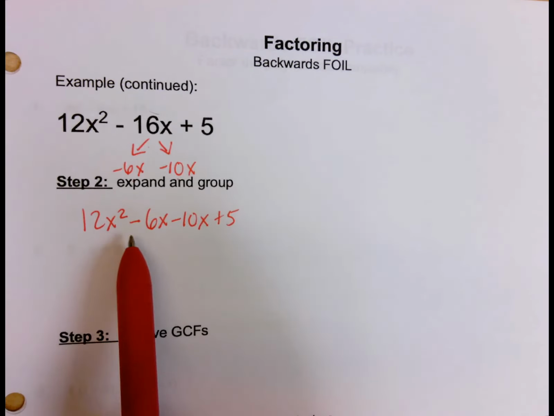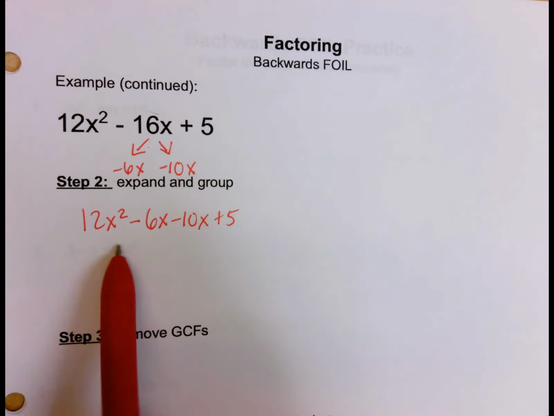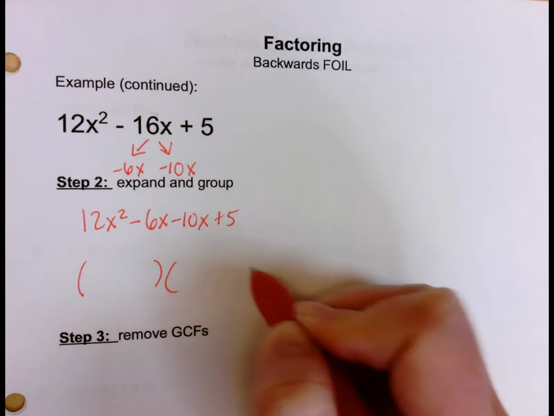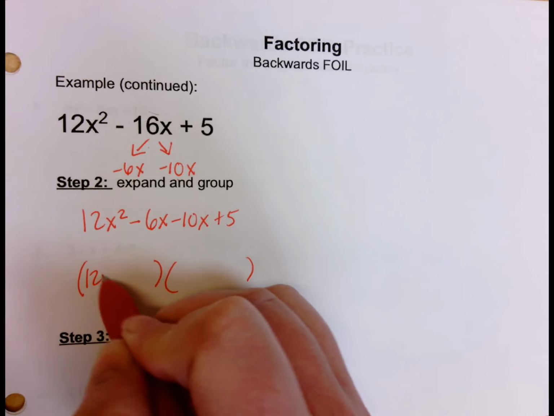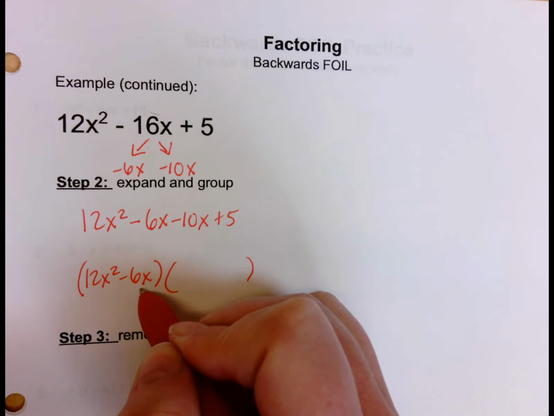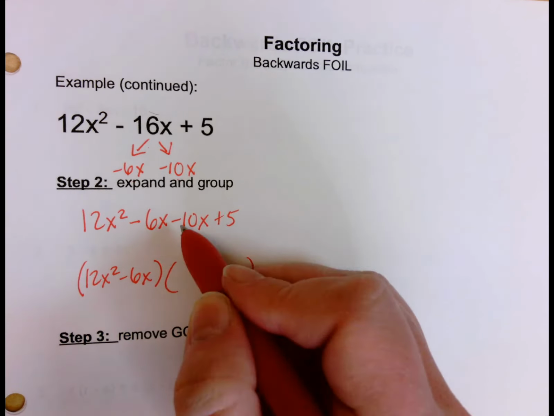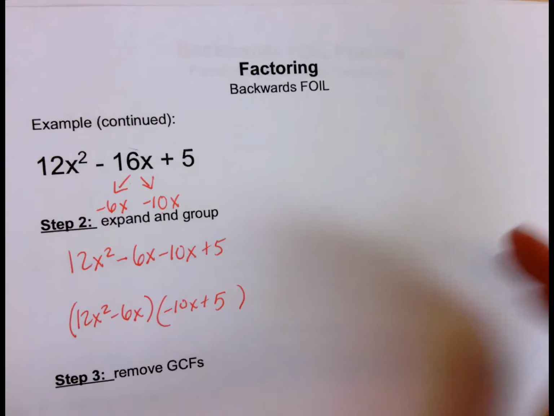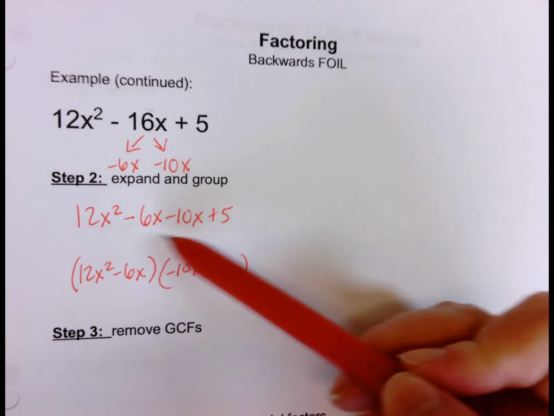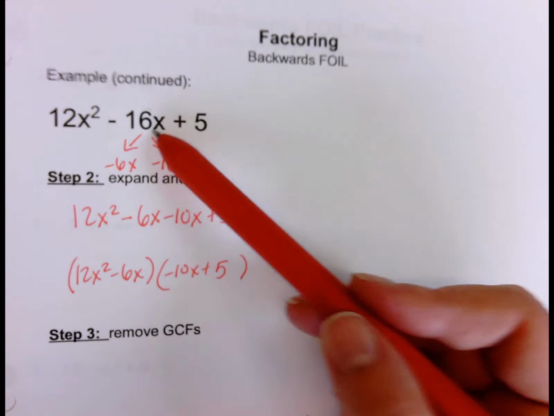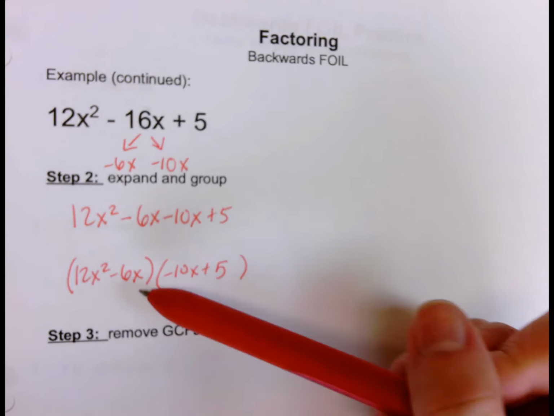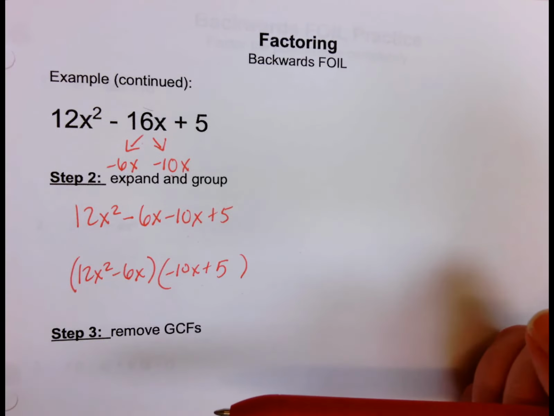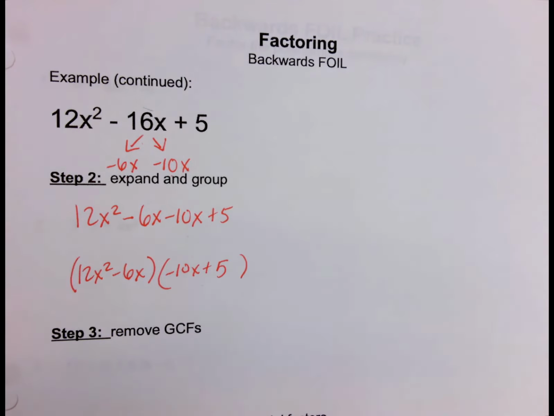Now, the other part of this said that we needed to group this into two binomials. So what I'm going to do is just take the first two terms, 12x squared minus 6x, and put them right here in this set of parentheses. And then I'm going to take these next two terms, negative 10x plus 5, and put them in these two parentheses. So that's all I've done. I've expanded it and turned the negative 16 into a negative 6 and a negative 10. And then I have also put parentheses around the first two terms and around the second two terms. I've grouped them. Okay? That's step 2.